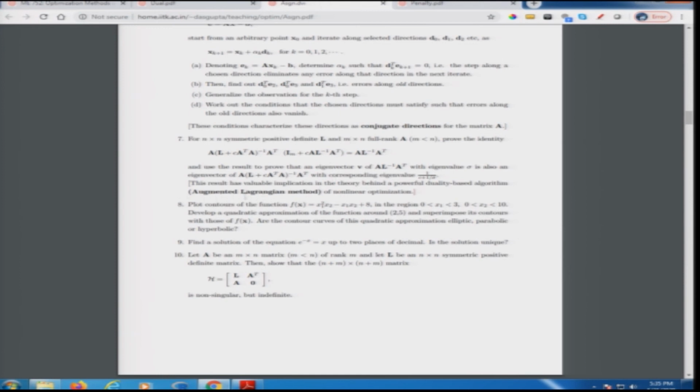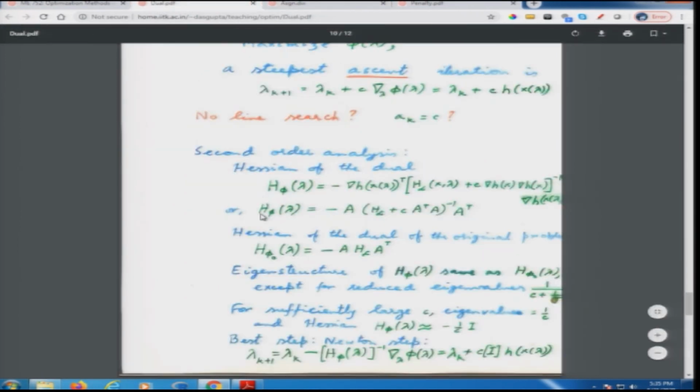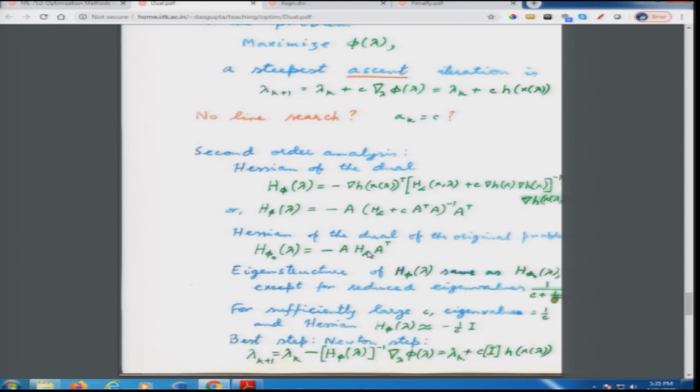And this is going to be useful now. As you prove that, you will see that the eigenstructure of this is the same, except that every eigenvalue of this will change to this. That means, whatever the eigenvalues of this are, for the corresponding eigenvectors, which are eigenvectors of this also, the new eigenvalues of this with the penalty term added will be this.